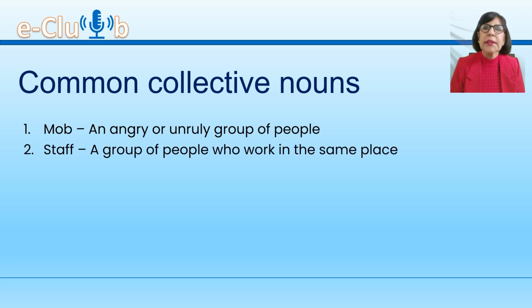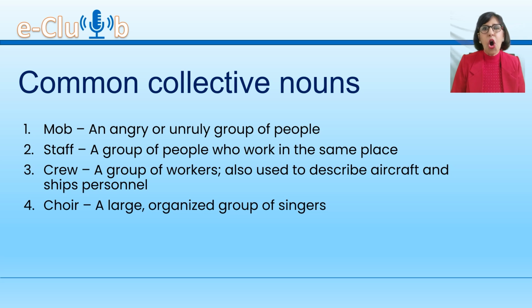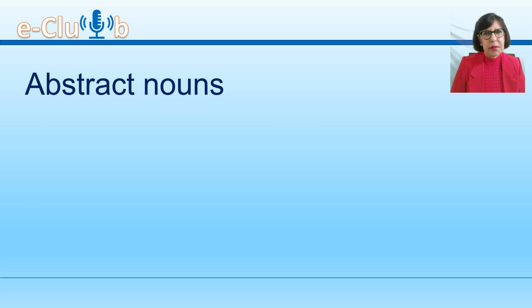The next collective noun is staff, a group of people who work in the same place. Crew, usually used to denote a group of workers, also used to describe aircraft and ship personnel. Choir, a large organized group of singers. Now, try to use these words in sentences of your own. Let's move on to abstract nouns.